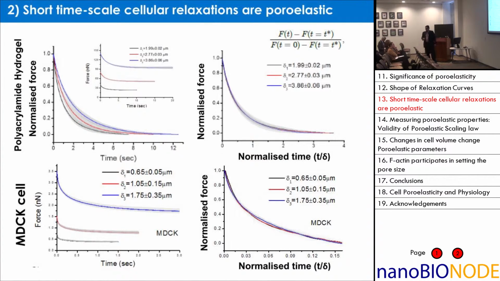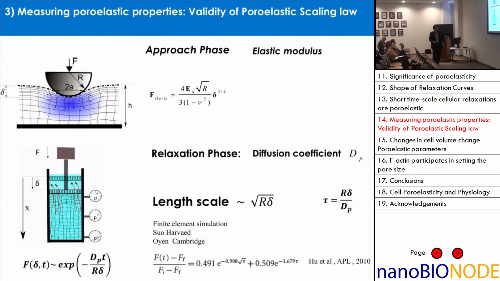For cells, we did the same experiments. For example, MDCK, which are kidney cells. We indented the cell with different indentation depths, and then we normalized them. We normalized the force with some function like this, and then we normalized the time with the indentation depth, and the three curves collapse onto a single curve. So these first two experiments suggest the response of the cell is similar to a hydrogel, which is a well-characterized poroelastic material.